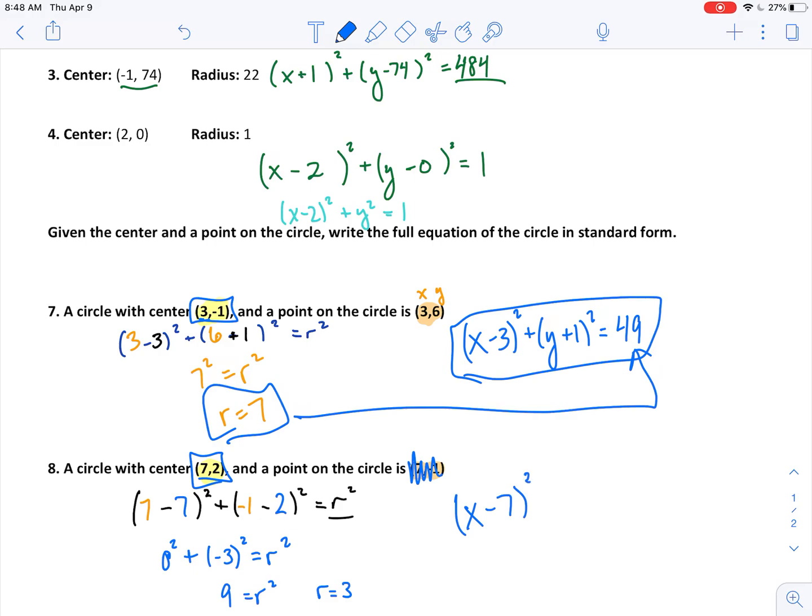And our final equation that we have to write out, just like we did up here, not going to worry about our point anymore. We're going to take the center and change those signs. So center, 7, 2. And we're going to change those signs. Positive 2 becomes -2. And r is 3, so r squared is 9.